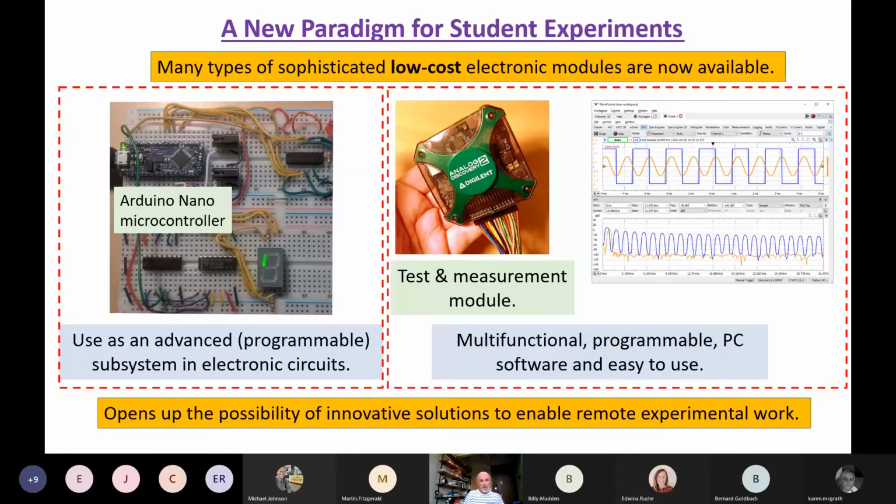So that handheld device basically gives students the capability of having their own laboratory at home. This is a huge development really in low-cost advanced electronics. So really what that module has, you would require components or equipment that would have cost 10, 15, 20, 30,000 euro 10 years ago. So it does open up the possibility of innovative solutions to enable remote experimental work with all the consequent advantages.